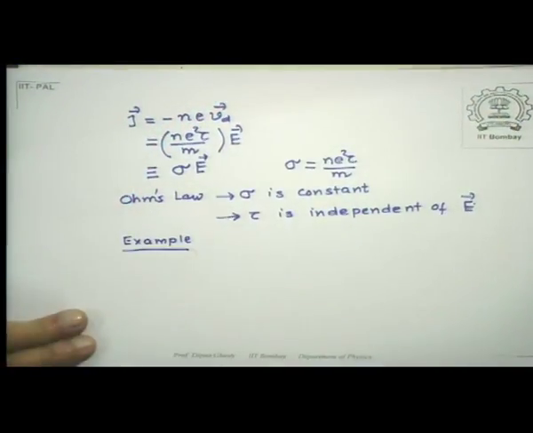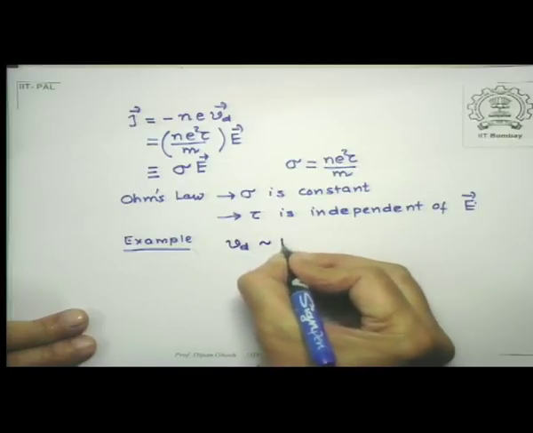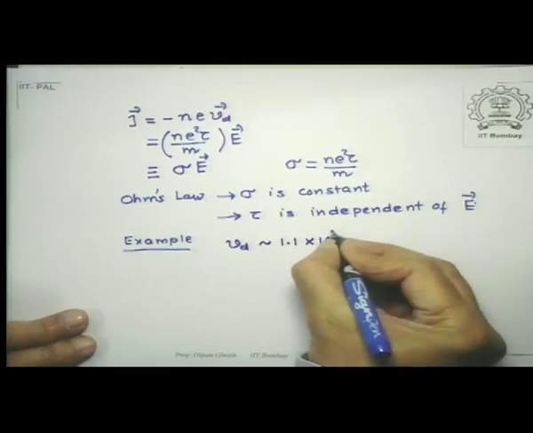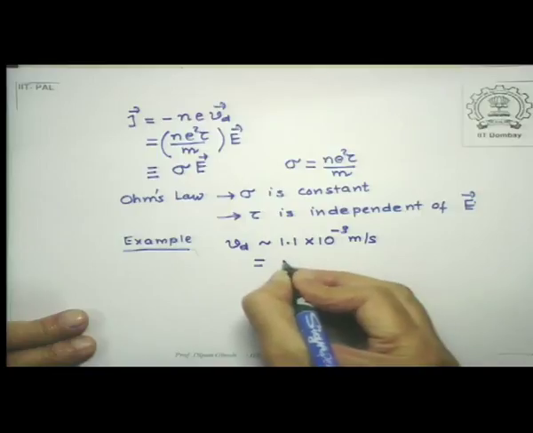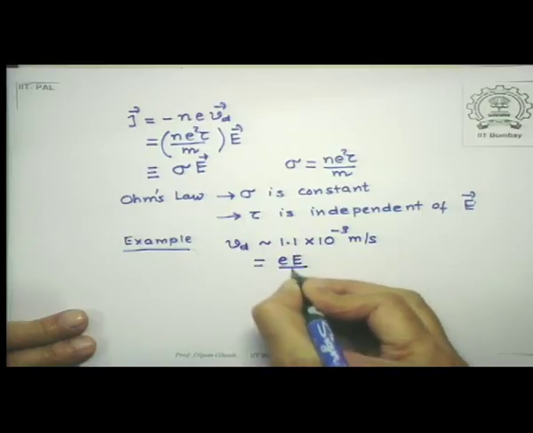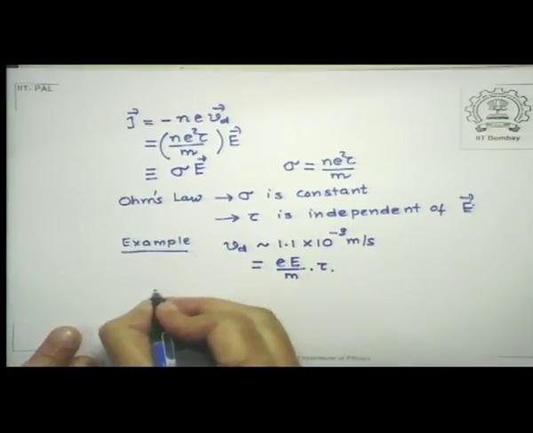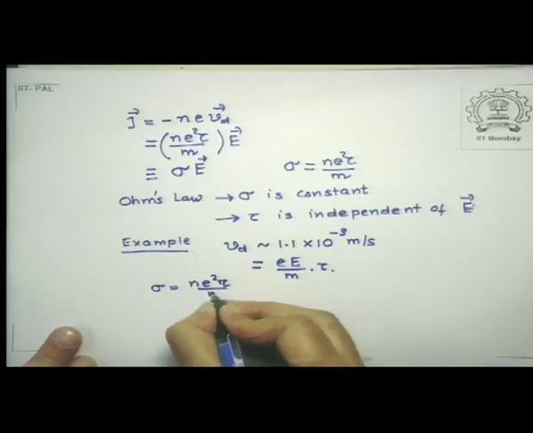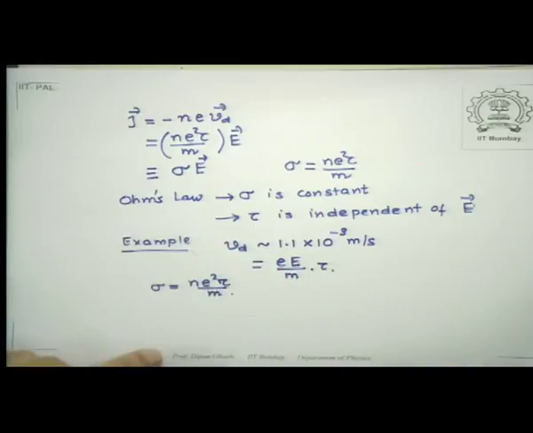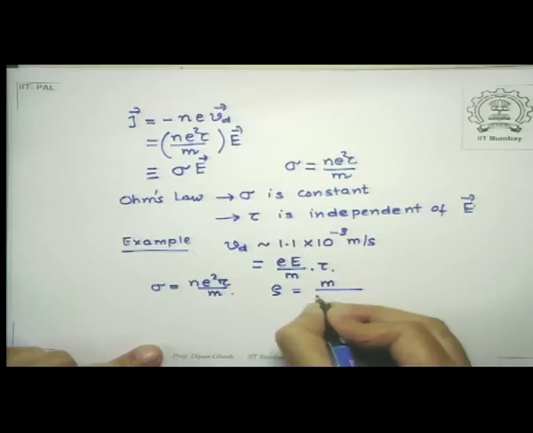Let me return back to the same example where I worked out the drift velocity, which was shown to be equal to 1.1 into 10 to the power minus 3 meter per second. Using this I want to calculate this quantity e E m by tau, so that my sigma, which is N e square tau over m, or the inverse relationship, is resistivity. So, resistivity is m by N e square tau.